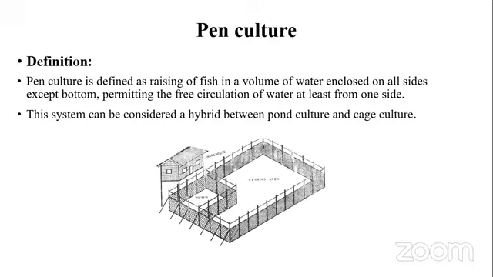This system can be considered a hybrid between pond culture and cage culture. So these systems are also very much in use in large water bodies, where you only have to enclose one area using bamboos and mesh nets, and you can just rear the desired fishes. Here also the predation is checked.